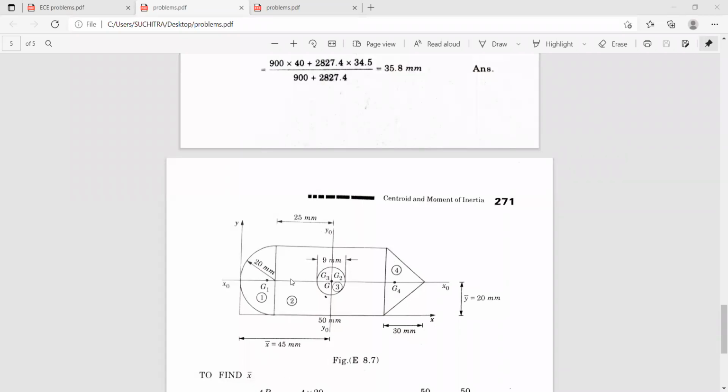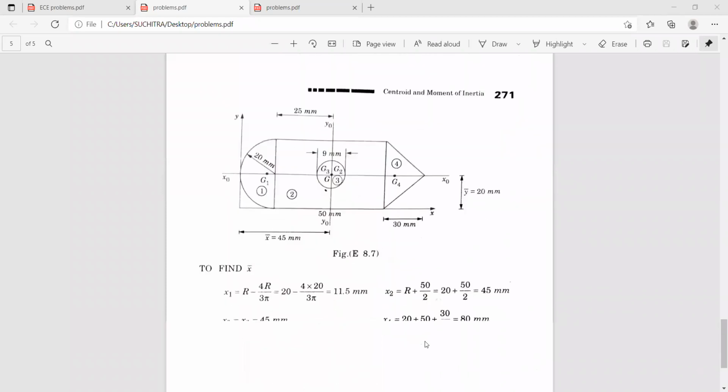So here you divide the figure into 4 parts. That is semicircle as 1, and this whole rectangle as 2, and this circle as 3, and this triangle as 4. So now you find out the corresponding areas of these individual figures. A1 is the area of the semicircle, that is pi r square by 2, that is pi into 20 square by 2, and A2 is the area of this rectangle, that is 50 millimeters, and this is 40 because this is radius, the diameter is 40. So it is 50 into 40, that is 2000 millimeters square.